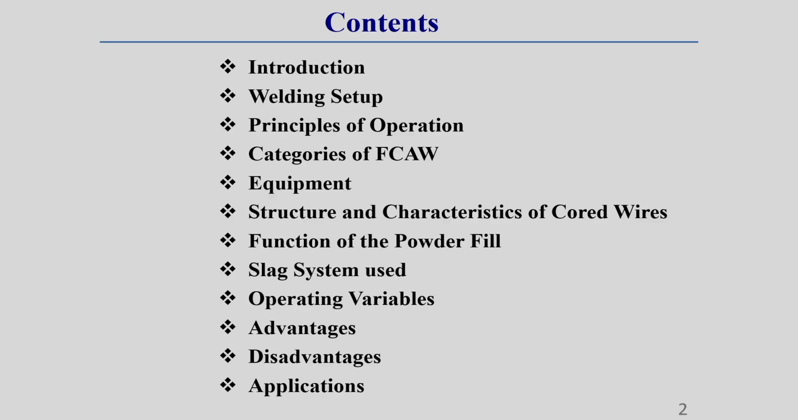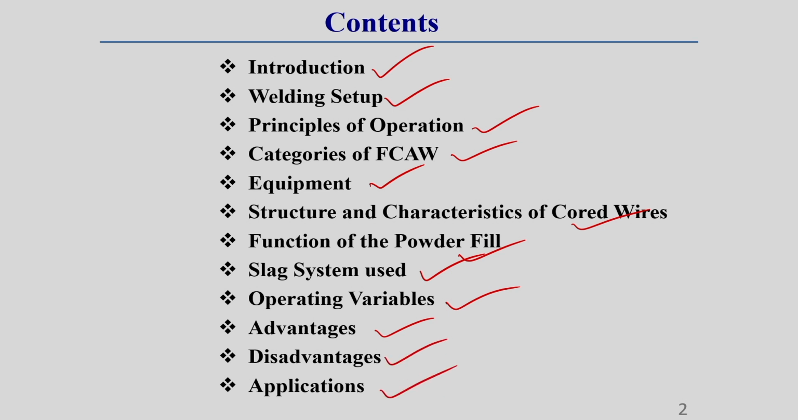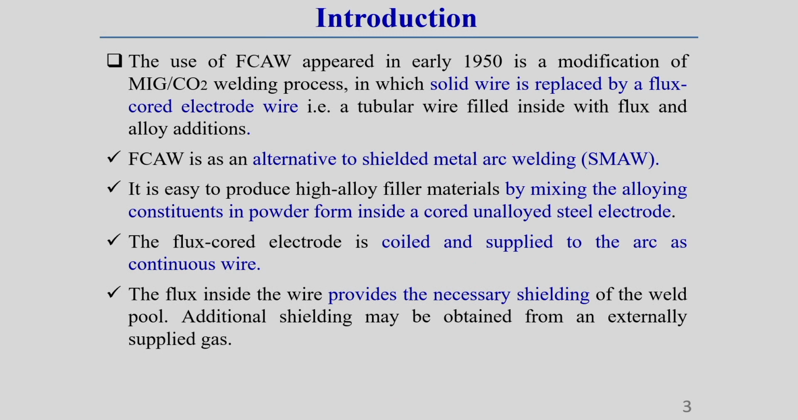These are the contents of today's lecture. We will cover the introduction, then welding setup, then principles of operation, categories of this flux core arc welding process, what equipment is used for this process, then structure and characteristics of flux core arc wires, then function of the powder filled inside the core of the electrode, flux system used, operating variables, then advantages, disadvantages and application. Here you see the use of this welding technique appeared in 1950.